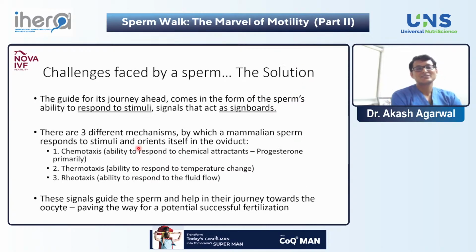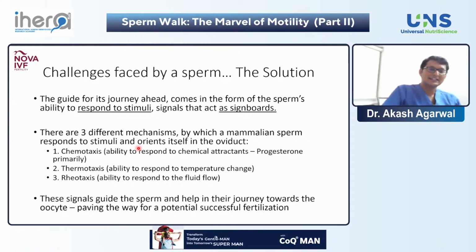So once again, the challenge which now remains is the third one, which we are dealing with: how does the sperm guide itself? The mammalian sperm guides itself by three various mechanisms to reach the egg.